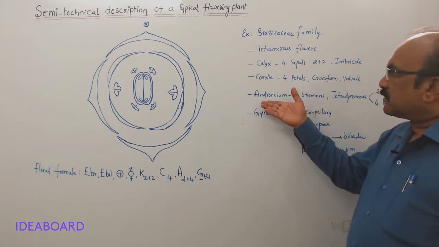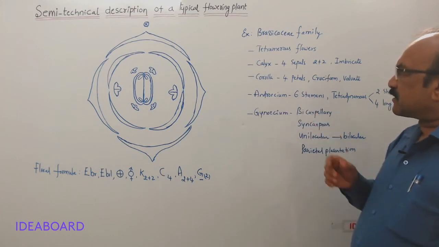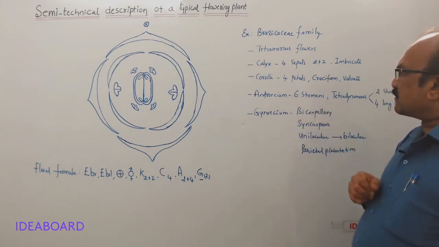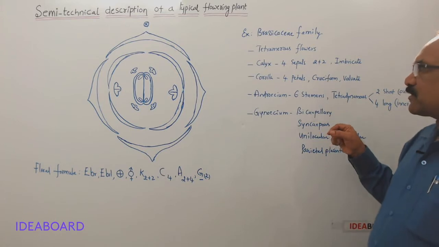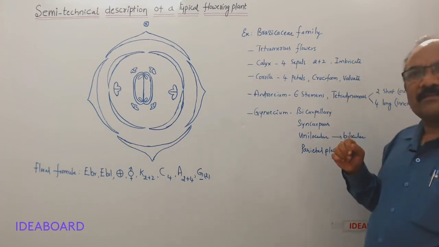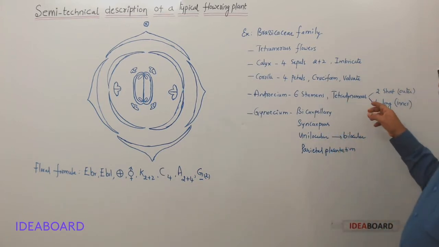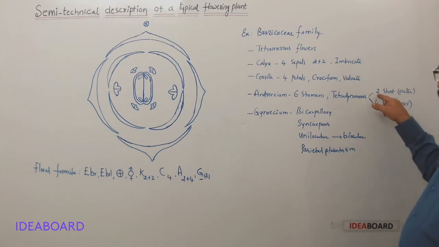And the androecium, the male sex organ, is composed of 6 stamens, and they are exhibiting one condition called tetradynamous condition. And they are arranged in 2 whorls, and in the outer whorl 2 are short and 4 long are in the inner whorl.